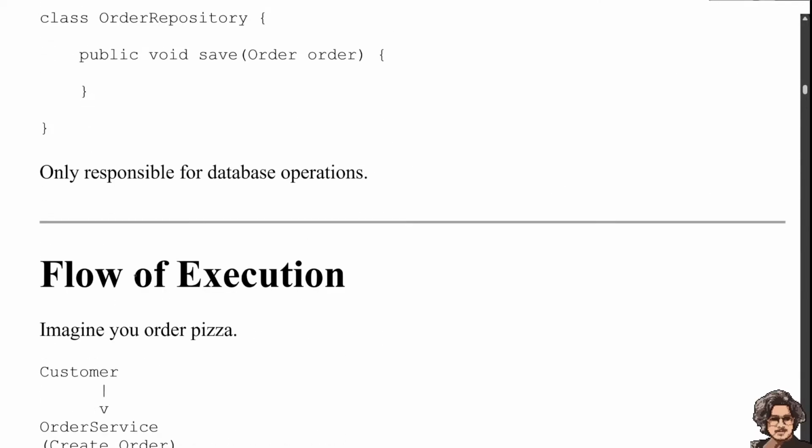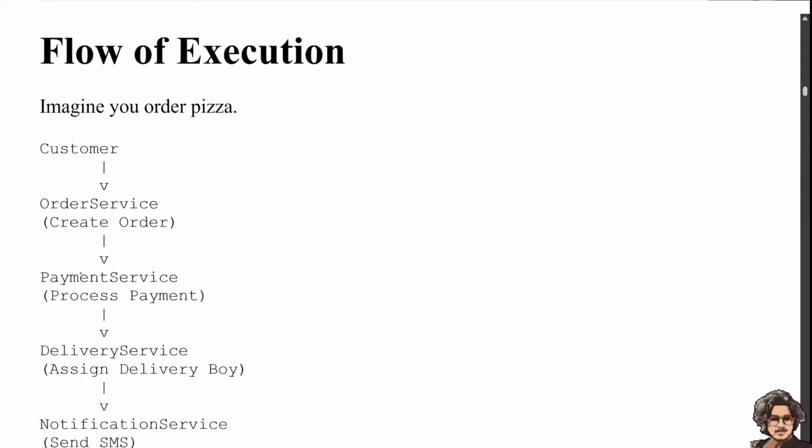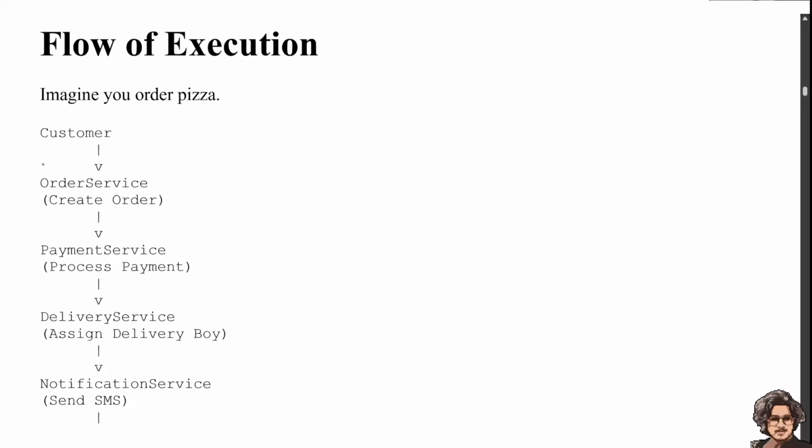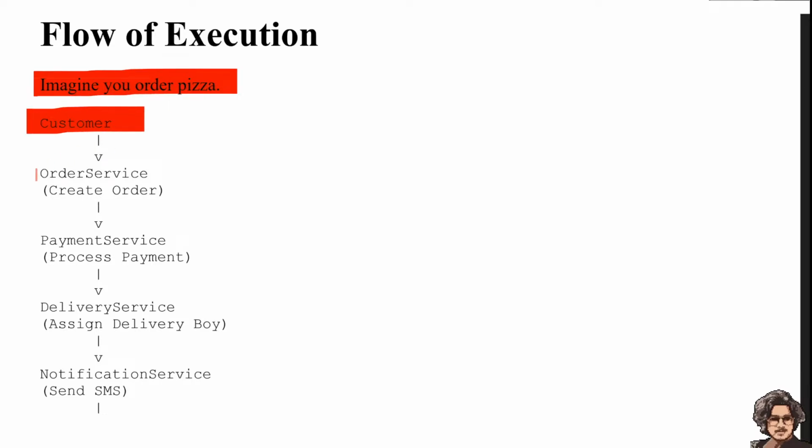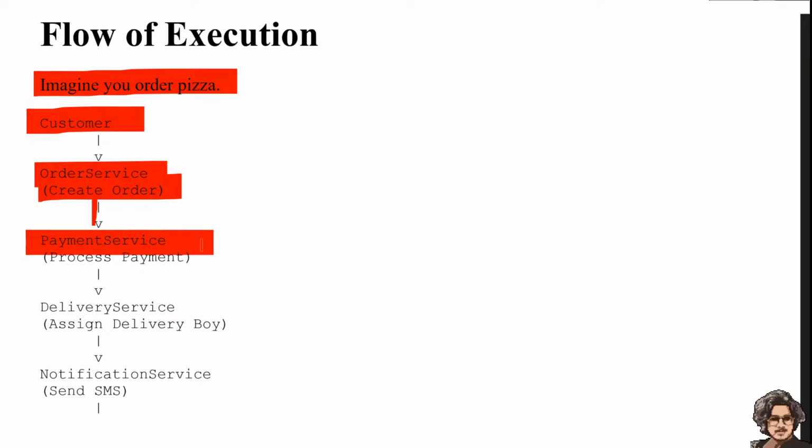So what is the flow when someone orders a pizza? First of all, imagine you order a pizza. The customer orders through the order service, and it creates an order. After that, it moves to the payment service, which processes the payment. That is the only task the payment service is doing.